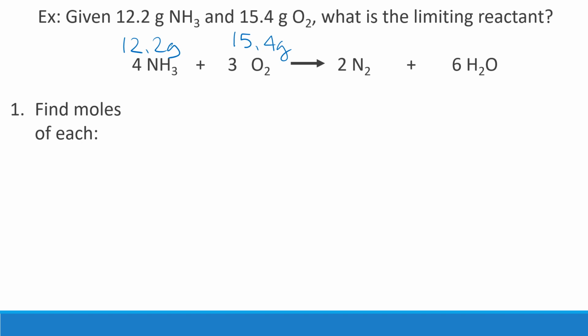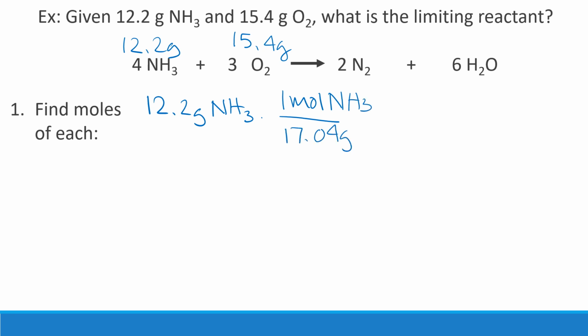The first thing I'm going to do is take both of those grams and convert them to moles. So I have 12.2 grams of NH3, and I'm going to convert that to moles. 1 mole of NH3 is 17.04 grams, and that works out to be 0.716 moles of ammonia.